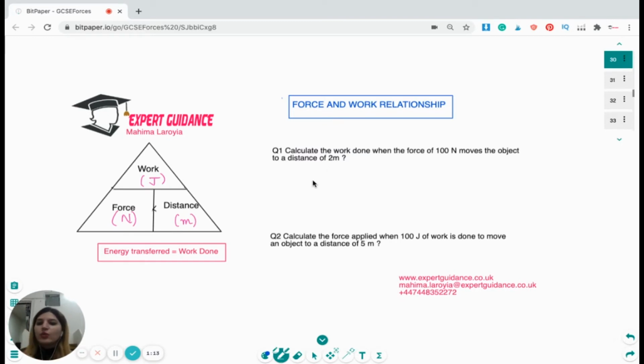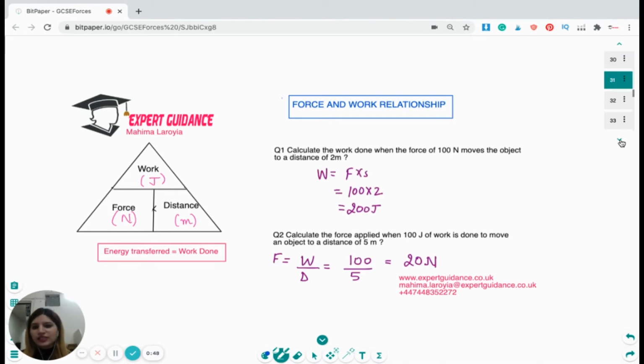Okay, now what is the relationship between work done and force? Work done is force times the distance, and work done is also equal to energy transferred. Now there are two questions which you can try. Calculate the work done when the force is 100 newtons and it moves an object by 2 meters. And in the second case, calculate the force applied when 100 joules of work is done to move a distance of 5 meters. So you can pause the video and try this question.